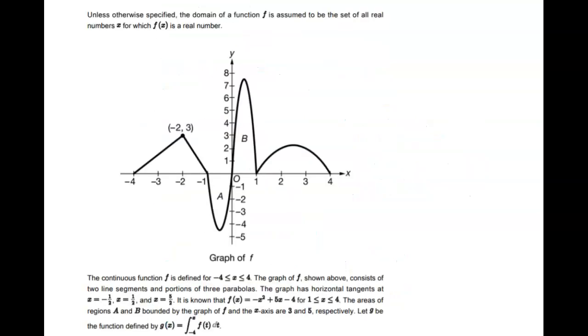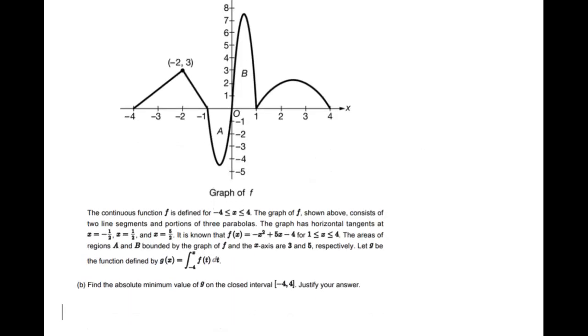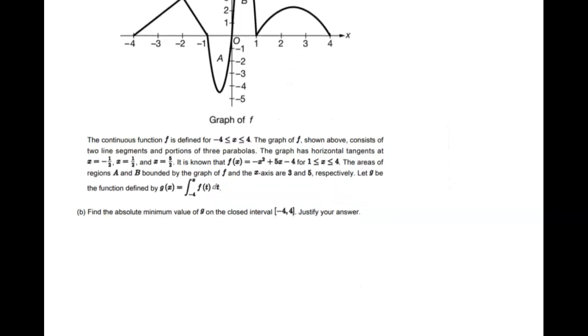Part B. Now we're looking for the absolute minimum value of G on the closed interval from negative 4 to 4. With absolute minimum, if you'll remember, you have to test critical points and endpoints. So we're looking for when G prime of x is equal to 0. And that will give us critical points.